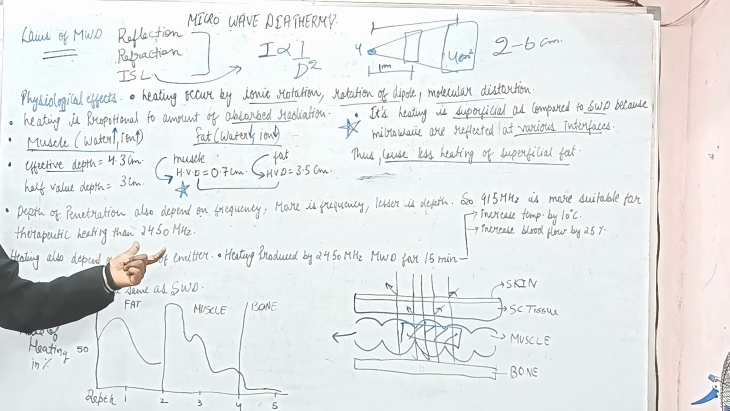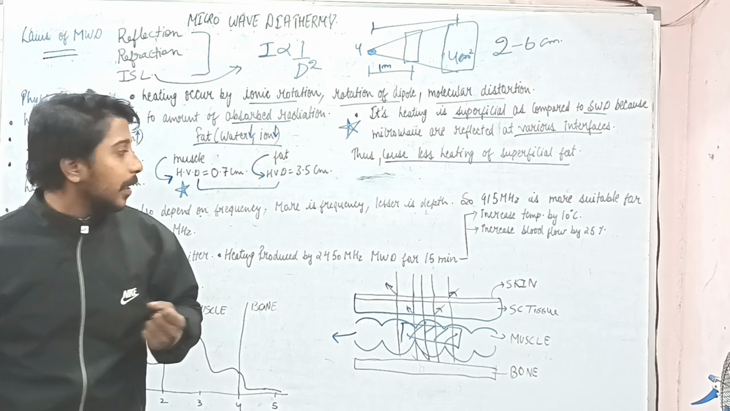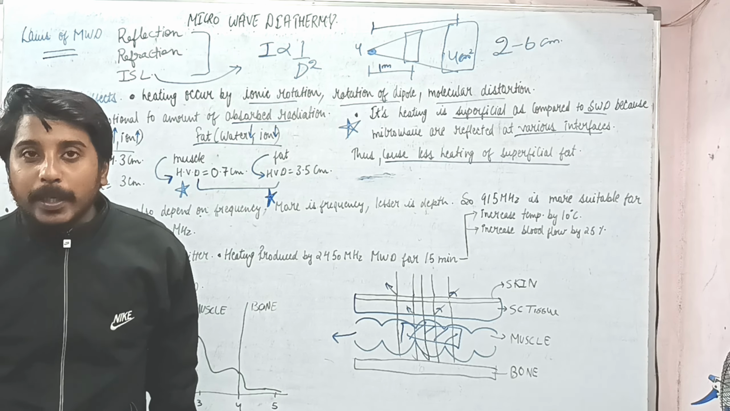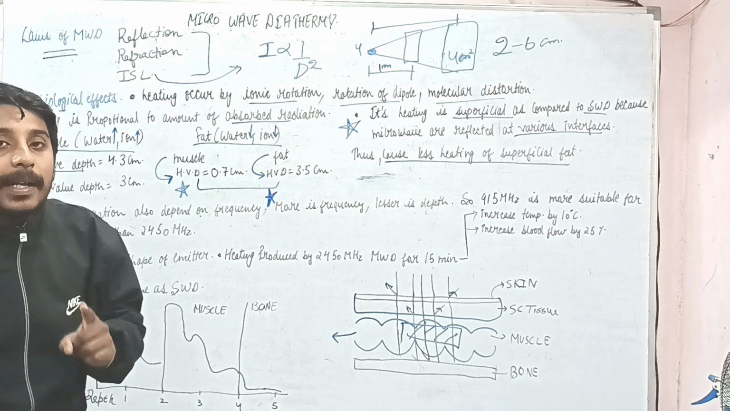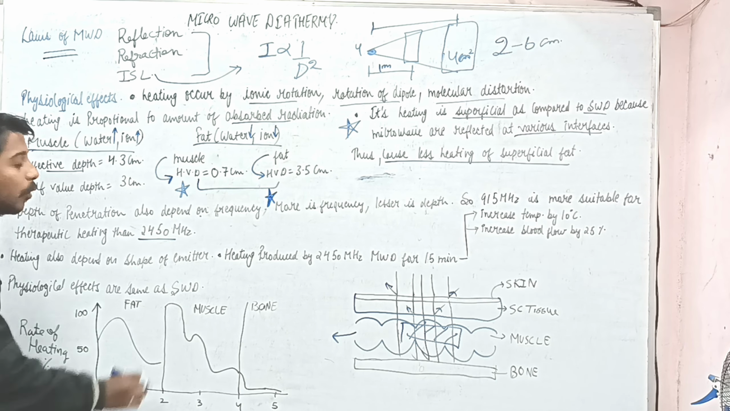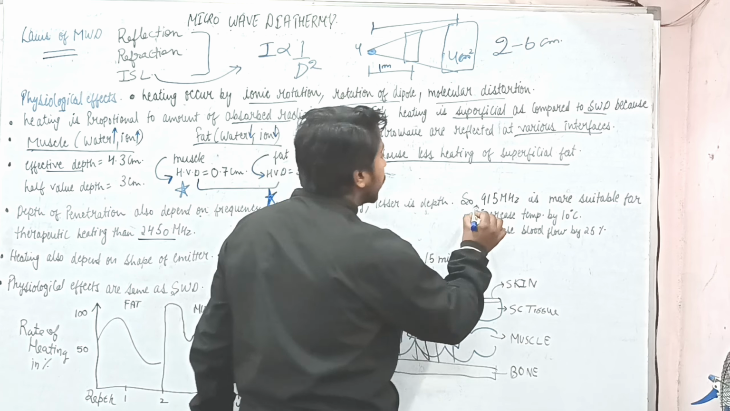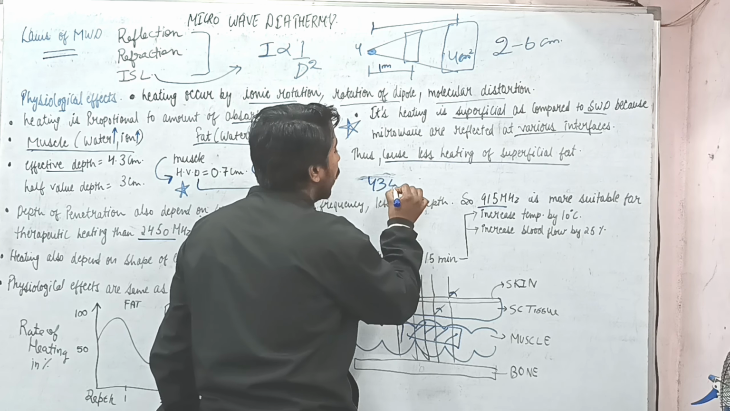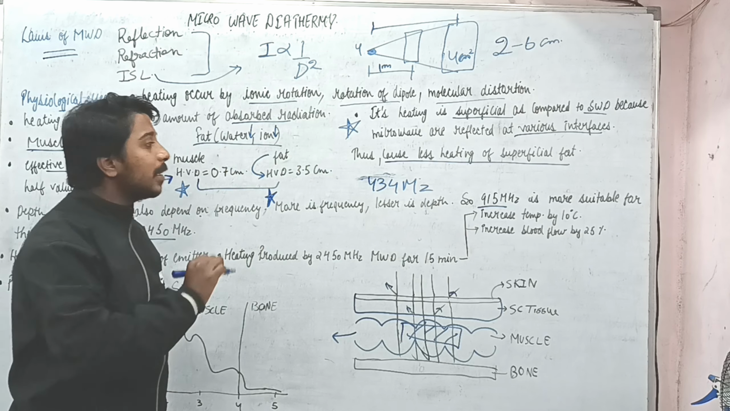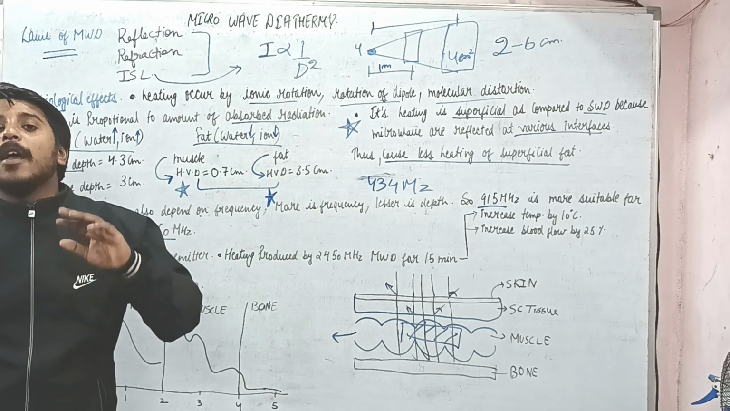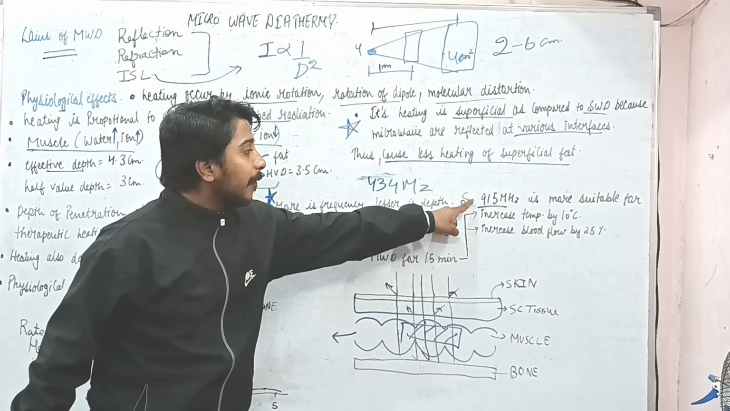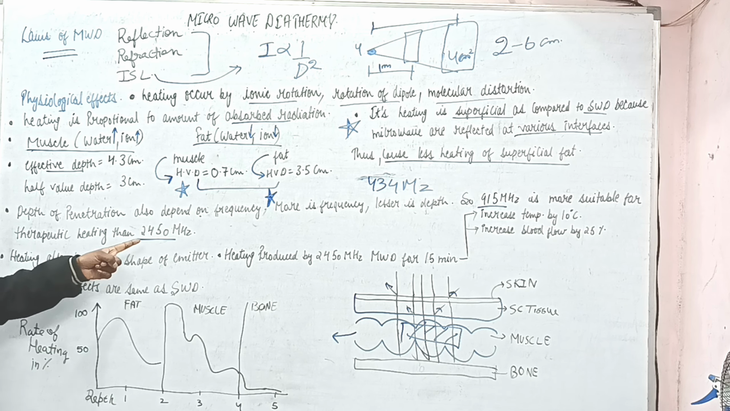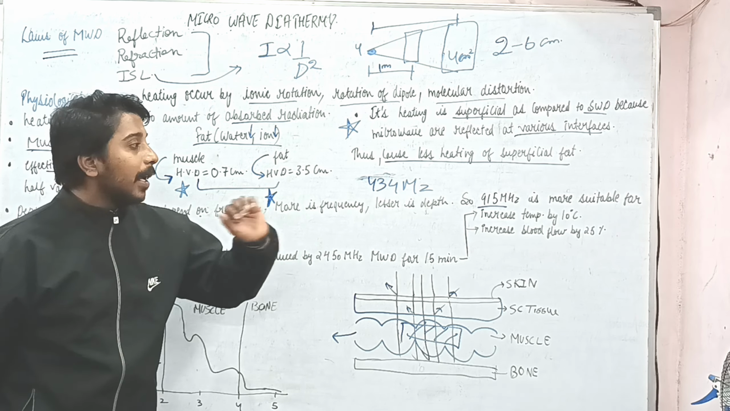Now, depth of penetration also depends upon frequency. More is the frequency, lesser is the depth. This is again important. In my previous lecture, I said there were 3 models: one with 2450 megahertz, second with 915, and third I think it was 434 megahertz. So among these, 434 has the minimum frequency, which gives more depth, and 915 is also superior to 2450 megahertz. This is again important.